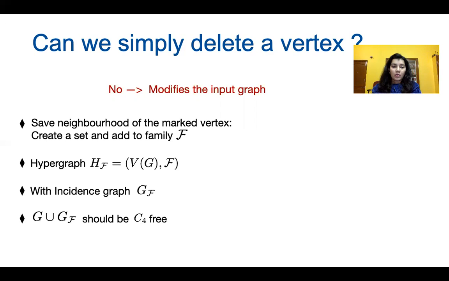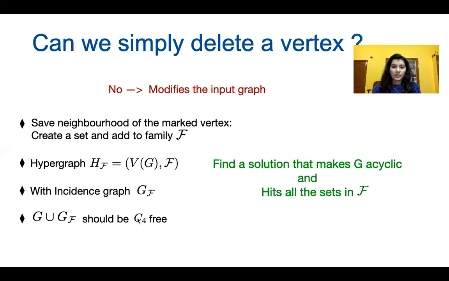And what we need to ensure is that G, which was our bipartite graph, union this new graph that we just created, should also be C4 free, because we're going to combine the two graphs and then try to look for a solution. Okay, what is a solution? We want to find a solution that makes G acyclic and hits all the sets in F.